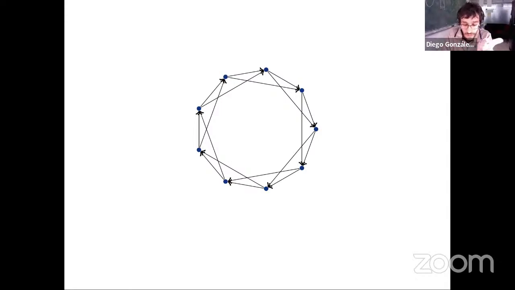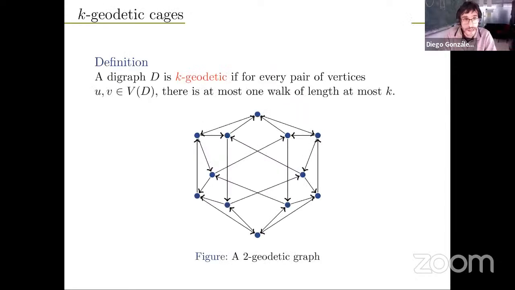So in order to explore the spirit of the girth in graphs to digraphs, we are going to present the k-geodetic cages. So let me give a definition. We say that a digraph D is k-geodetic if for every pair of vertices of the digraph, U and V, there is at most one walk of length at most k.